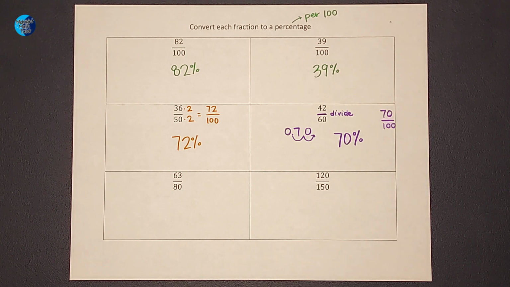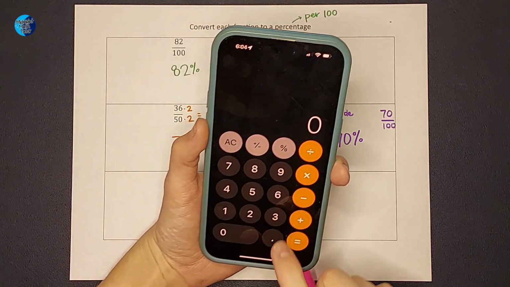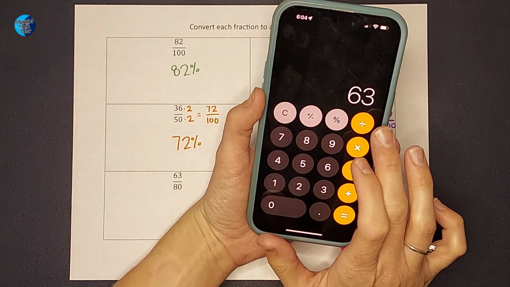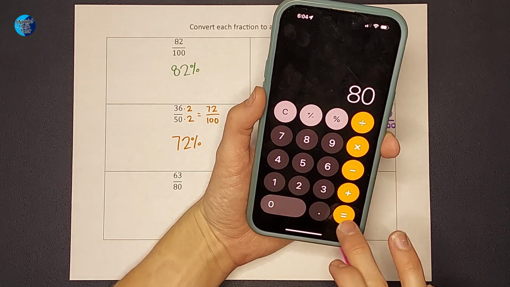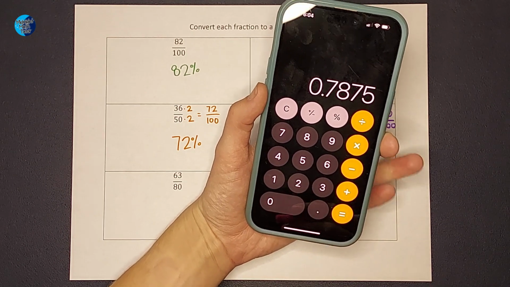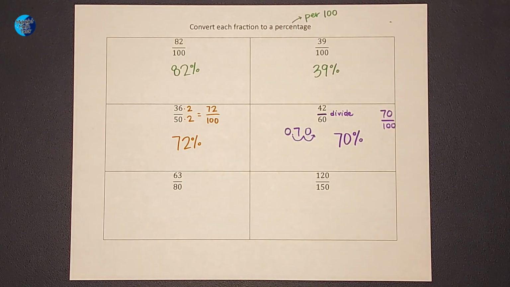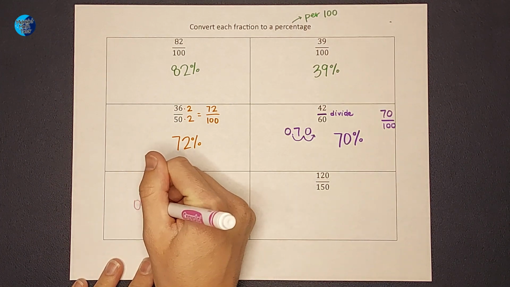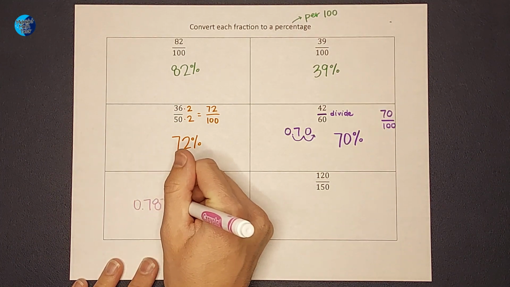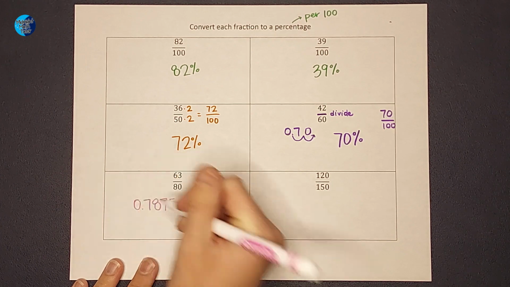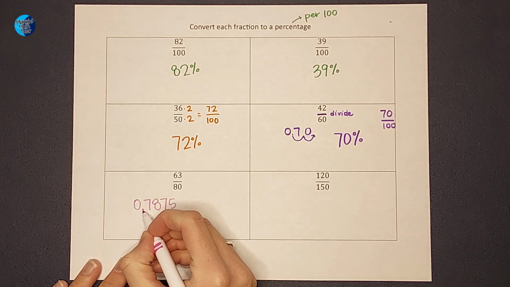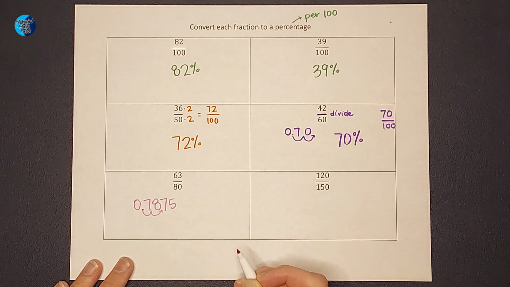Okay, now let's figure out 63 over 80. So again, that fraction line means divide. So I'm going to take 63 and divide it by 80. And I get 0.7875. Then I'm going to move the decimal over twice.